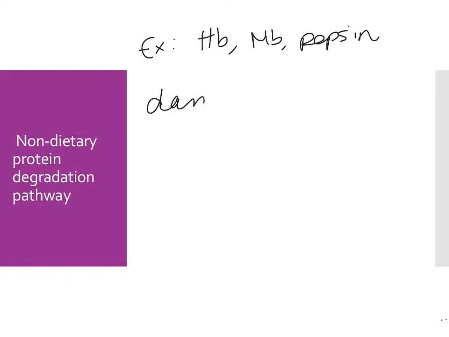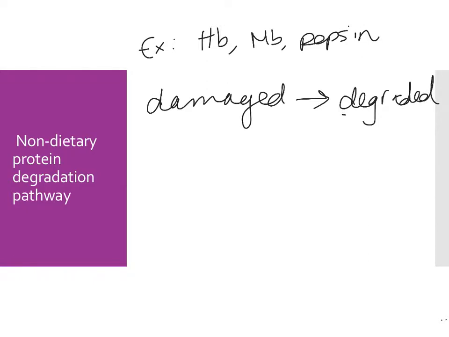So why would we want to degrade a non-dietary protein? First of all, what are some examples of non-dietary proteins? These would be things like hemoglobin, myoglobin, maybe pepsin. These are the proteins that are made by your body via the process of translation, and oftentimes these proteins get damaged and then they need to be degraded. Okay, so that's really what this one is going to be about: pathways for degradation of non-dietary proteins.